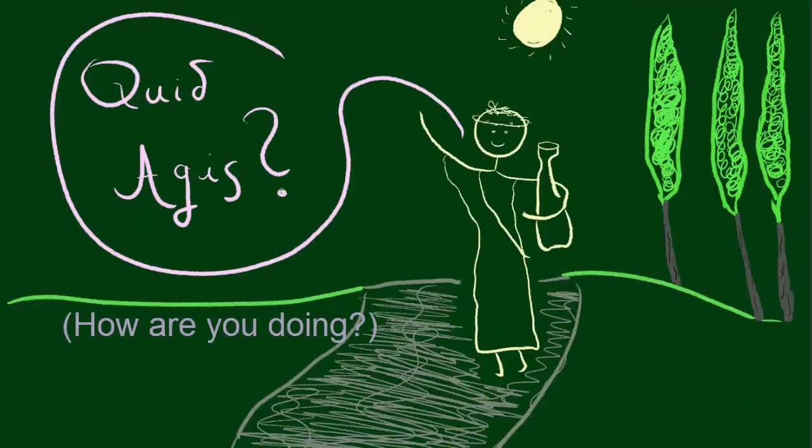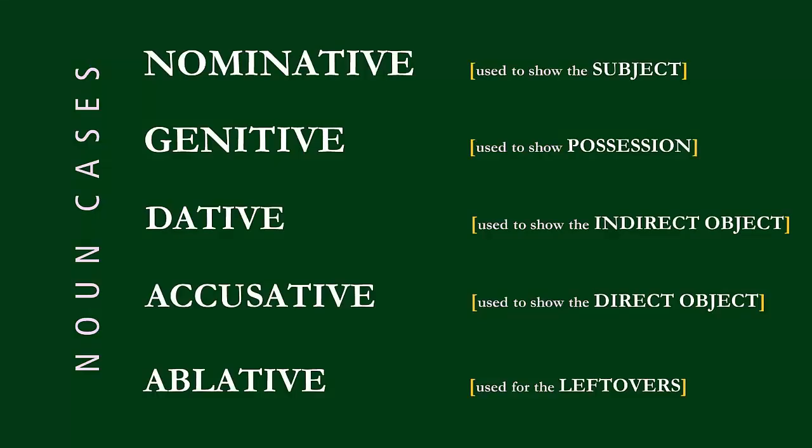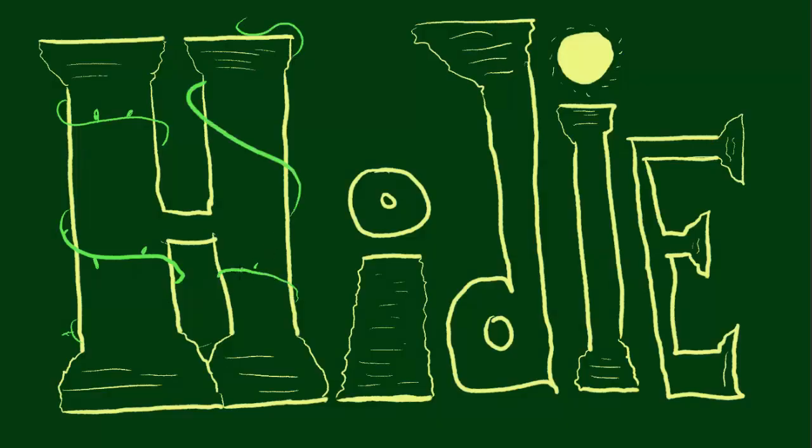Last time, we learned the names of the cases and the case endings associated with the first declension nouns. But we haven't learned how each of the cases works yet. Today, we are going to be learning about the nominative case.